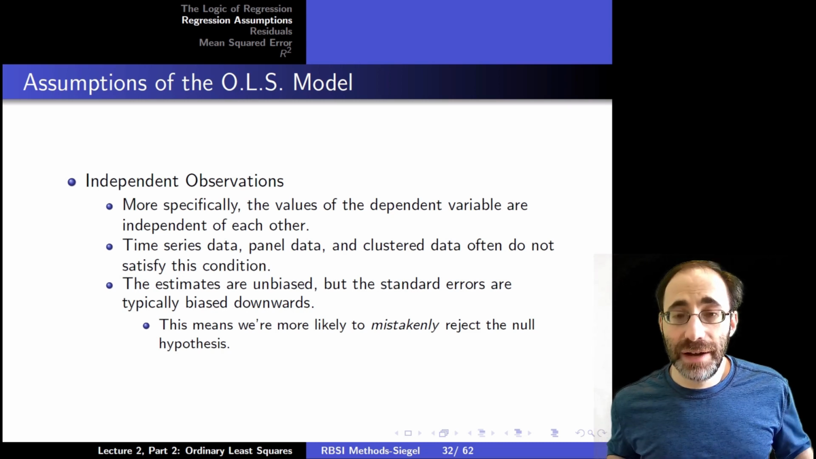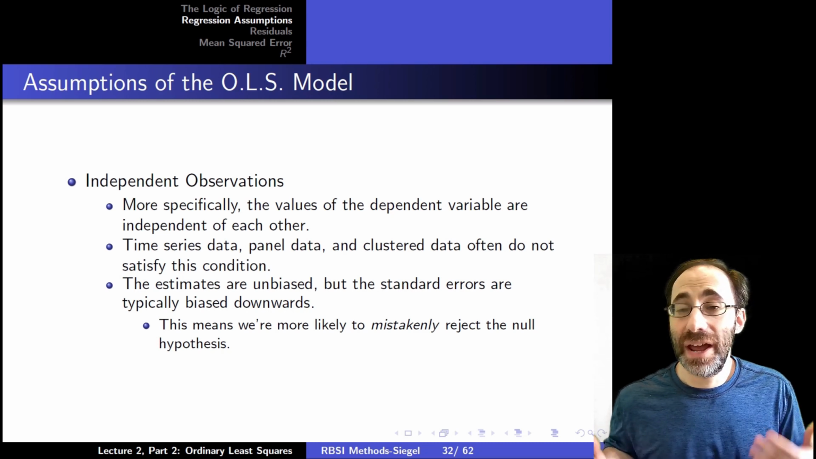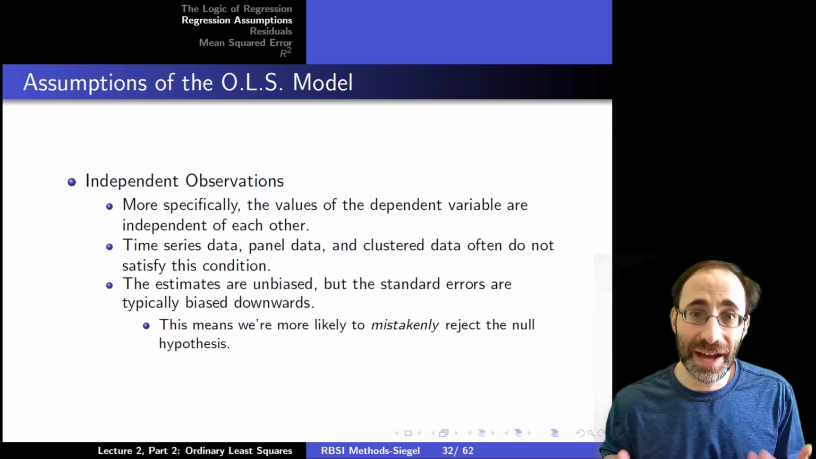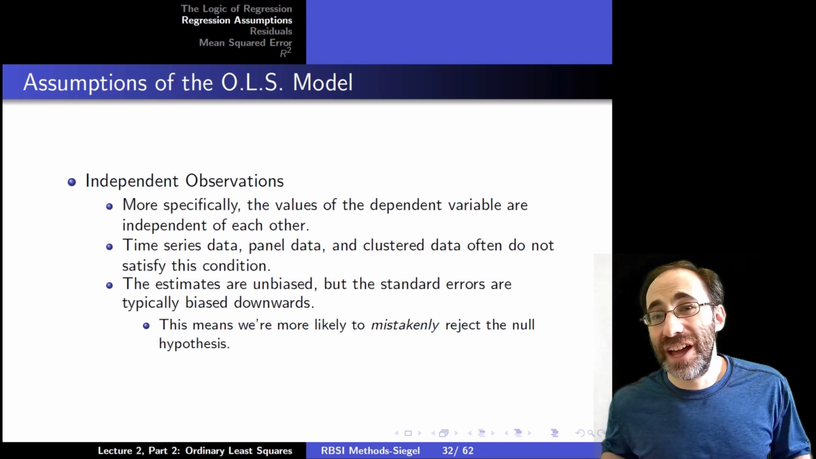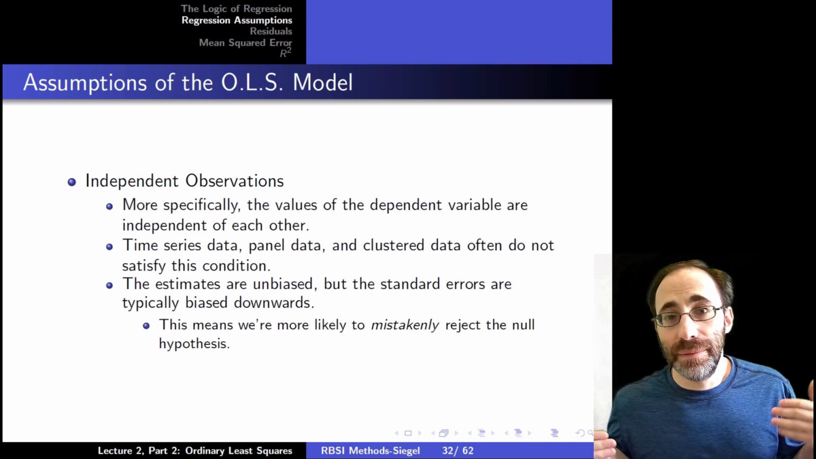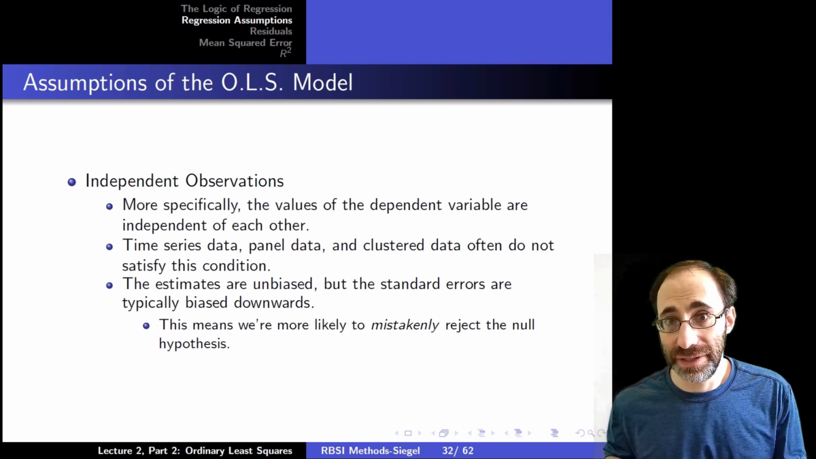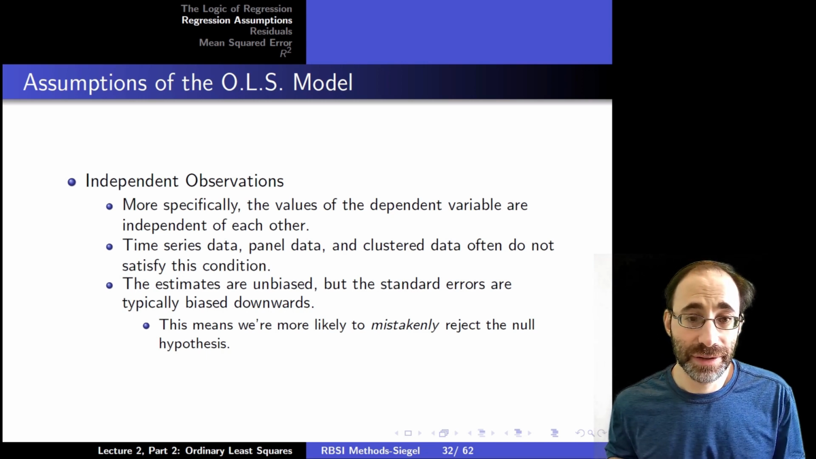There are ways around this. We can get unbiased estimates despite these, but the problem is our standard errors are going to be typically biased downwards. So we're going to be more likely to mistakenly reject the null hypothesis. We're going to make more errors. More type 1 errors, more errors in which we mistakenly reject the null hypothesis, right? The thing we're trying to avoid.